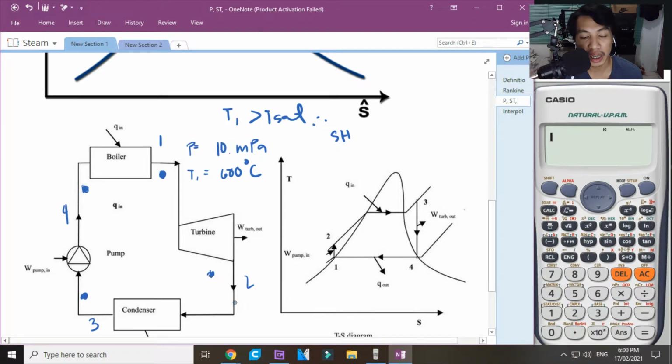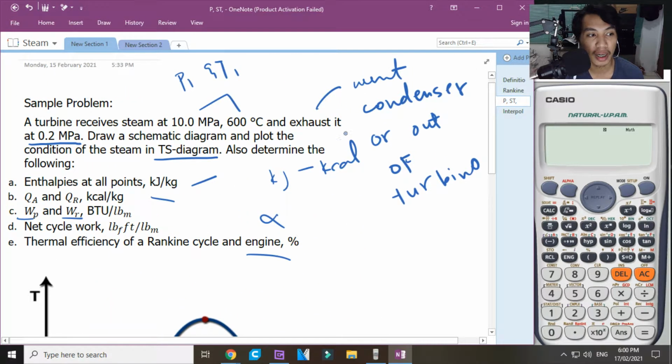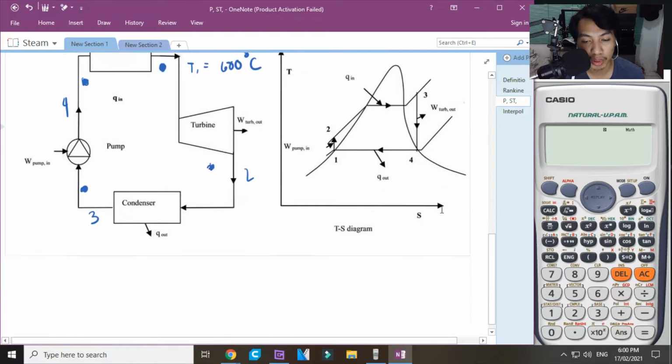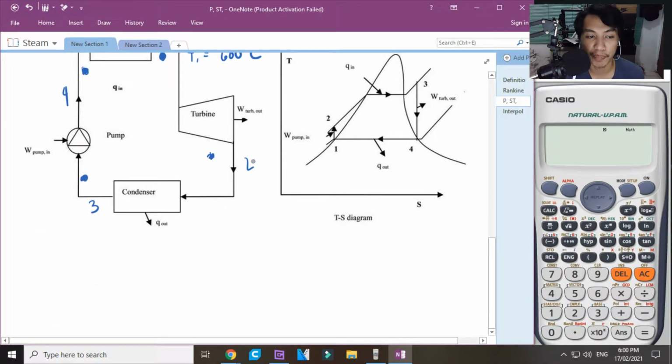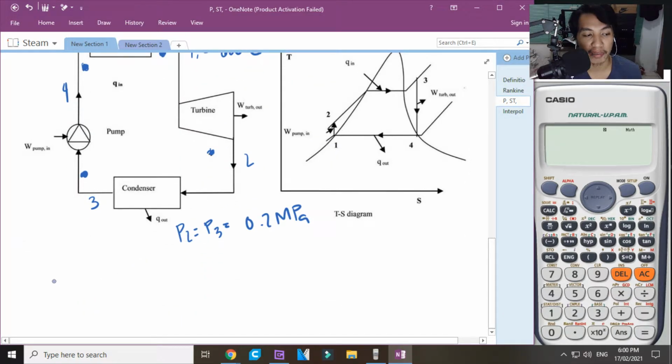Now, when it is extracted, did it say anything, class? Did it say at what condition it is exhausted at 0.2 MPa? So, what will we do? We do not know if that is a wet steam condition or simply a liquid condition. It is extracted here at P2 equal to P3, 0.2 MPa. We will see when we solve. At all points, we will have to solve all the enthalpies. A. Solving for enthalpies.